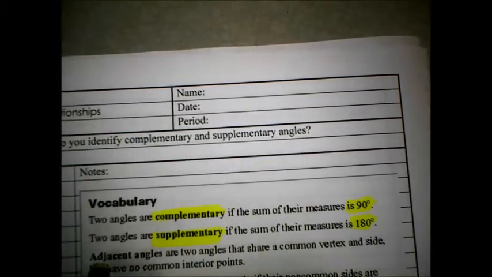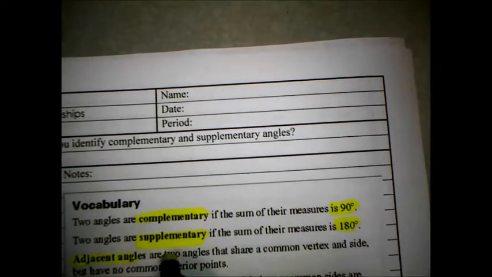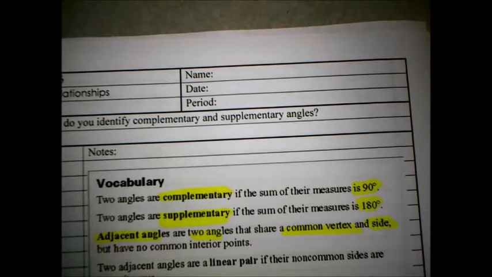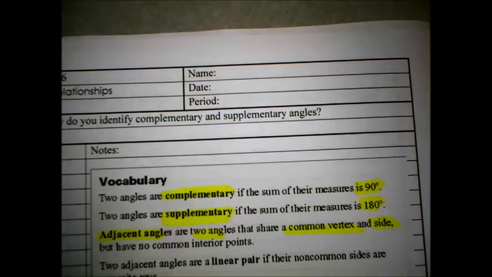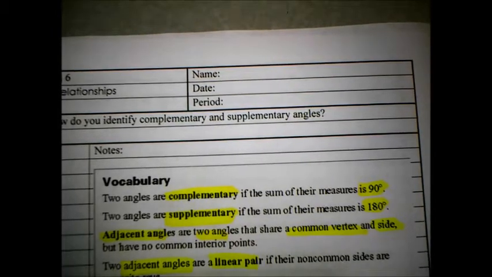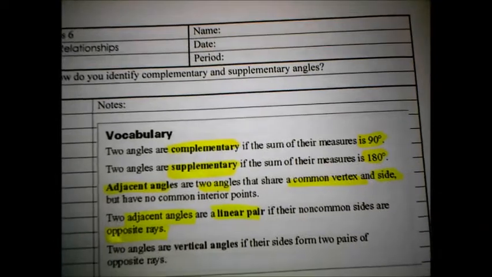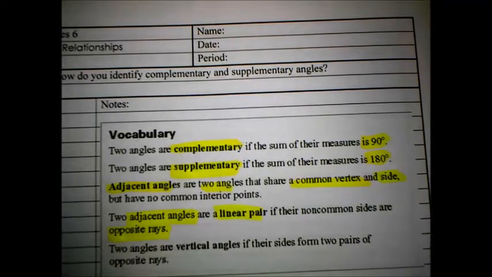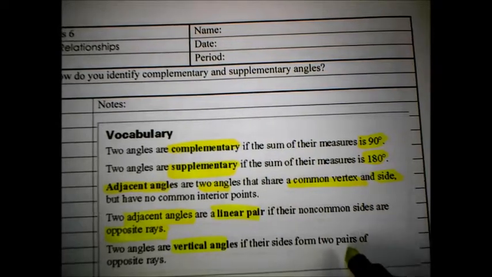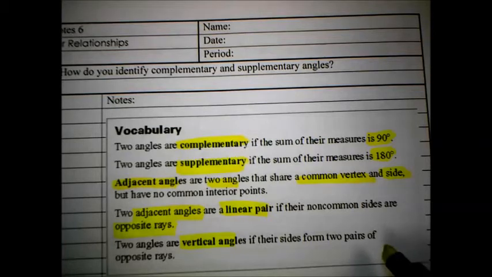There are two angles that have a common vertex and one side that is on those angles. And then if you have two adjacents that are called a linear pair, if their opposite sides that they don't share are opposite rays. In other words, they form a straight line. And then two angles that are vertical angles, the only thing that they share is a vertex, and they have two pairs of opposite rays.